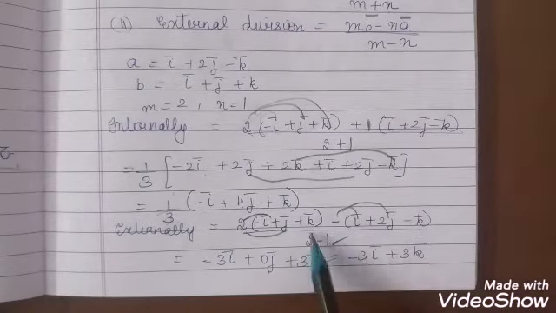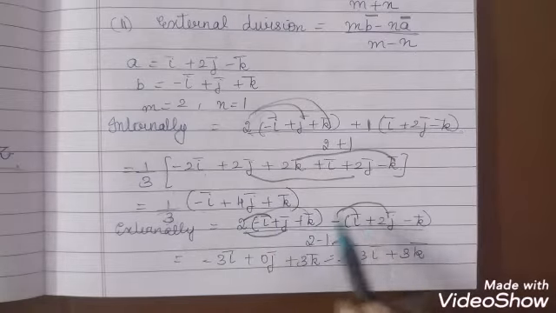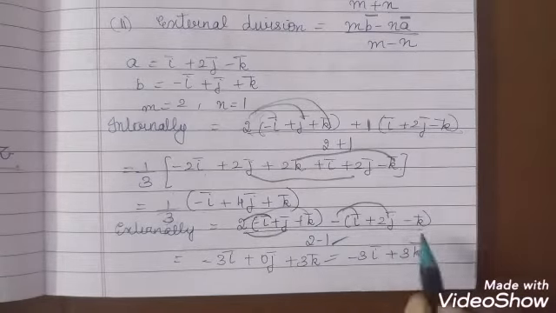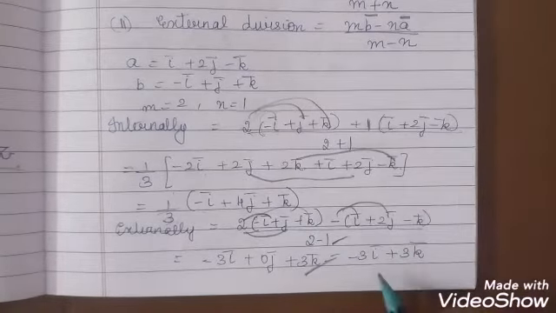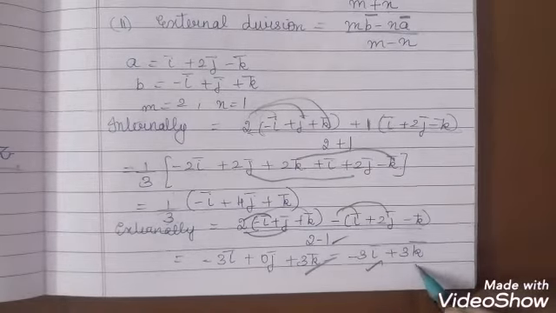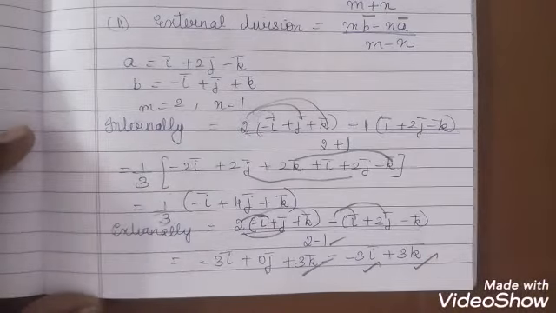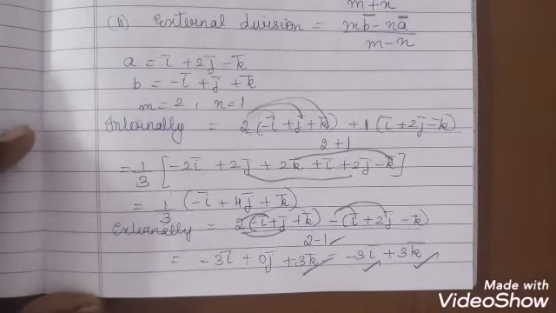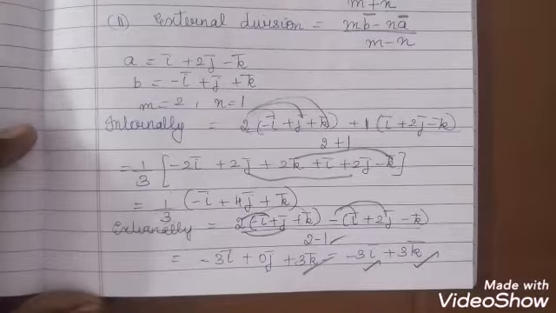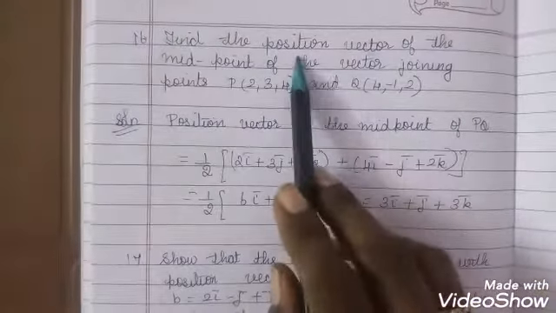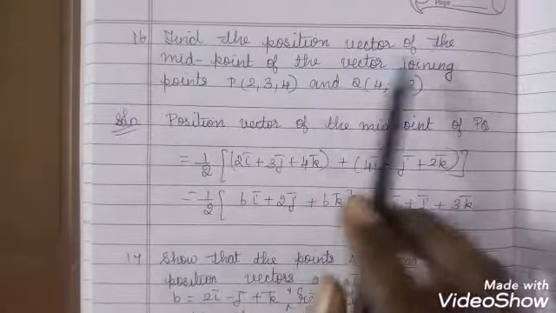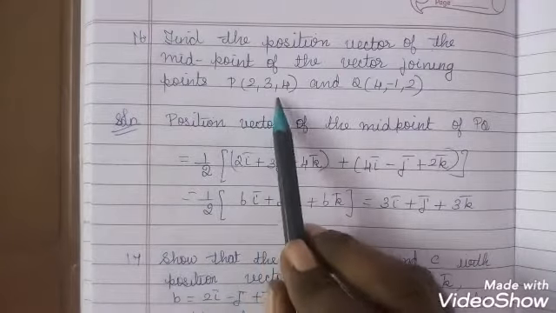Here again plus k minus plus 2k minus k, that's nothing but minus of minus, it's plus, so it is 3k, so it is equal to minus 3i vector plus 3k vector. So this is how you do it when it is divided internally and externally, how do you find out the position vector? Got it?